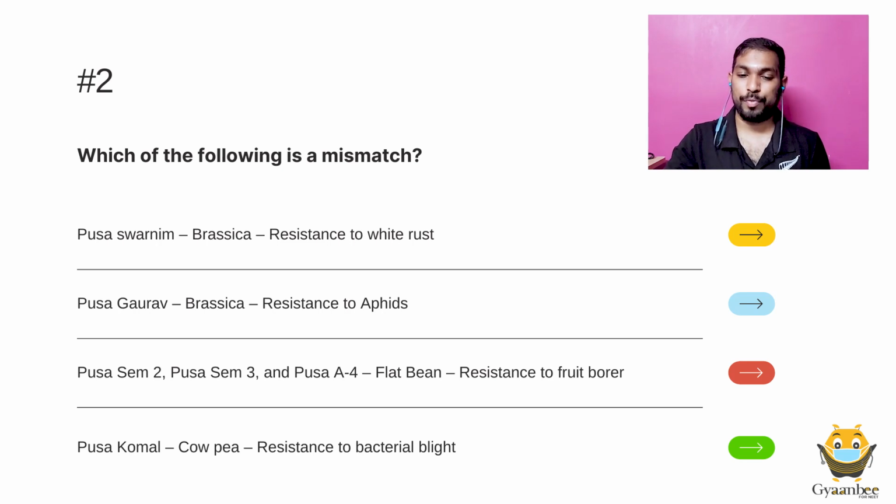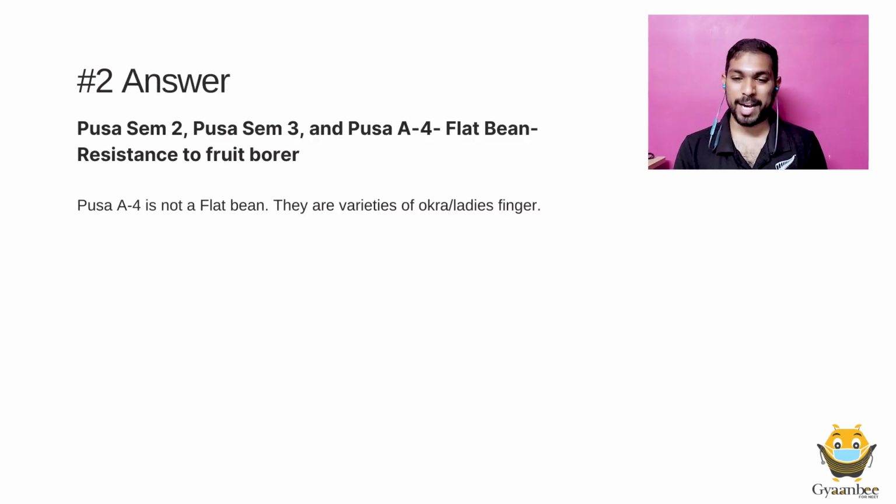So out of these, one of them is a mismatch. Let me start off from the first one. Pusa Swarnim, Brassica, resistance to white rust, matches. So that's not a mismatch. That's actually right. Pusa Gaurav, Brassica, resistance to aphids, is also right. The third one, Pusa Sem 2, Pusa Sem 3 and Pusa A4, flat bean, is the incorrect match, because Pusa A4 is not a flat bean. In fact, they are varieties of okra or lady's finger.